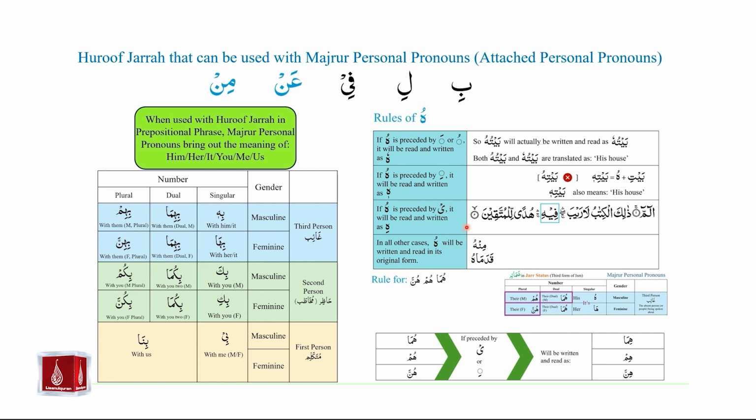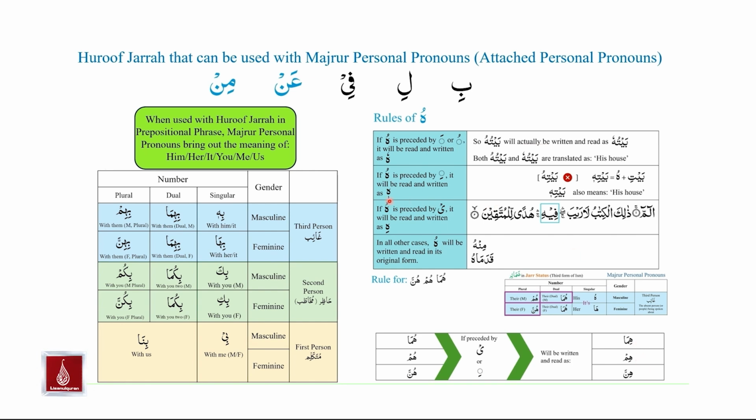And finally, in all other cases, hu will be written and read in its original form, such as minhu and qadamahu. Please also note the rules for huma, hum, and hunna. We studied that if huma, hum, and hunna are preceded by ya with sukoon on it or zair, they will be written and read as hima, him, and hinna.